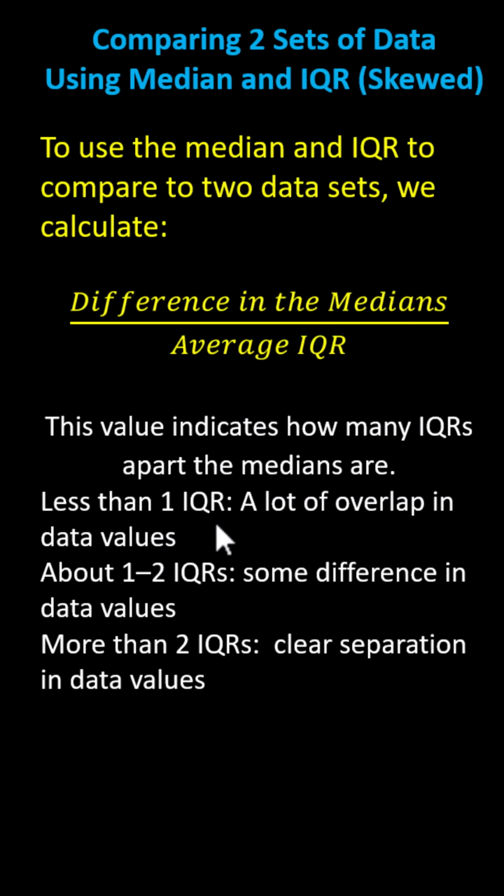If the value is less than 1, there's a lot of overlap in the data values. If the value is between 1 and 2, there is some difference in the data values. And if the value is more than 2, there's clear separation in the data values. Let's walk through an example.